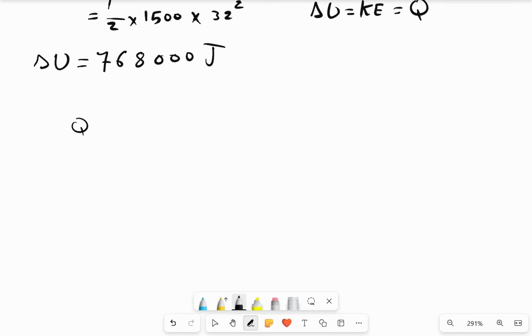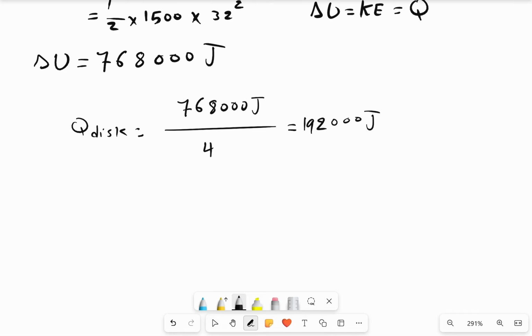Q for each disk, or you can write delta U for each disk, doesn't matter, is going to be equal to 768,000 joules divided by 4. So this is going to be equal to 192,000 joules. Okay, this is Q for each one. Careful. Which can also be equal to delta U. So this is equal to delta U for each disk.